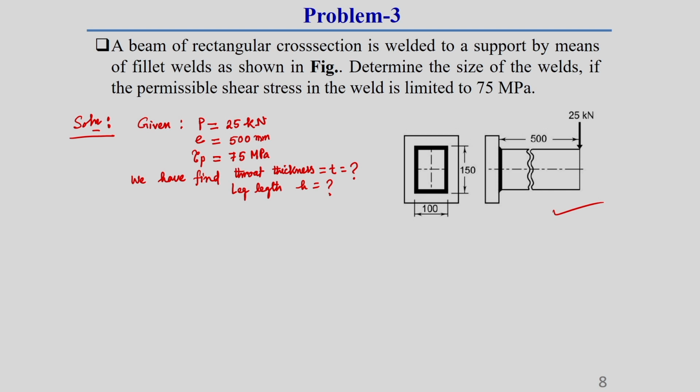So, here also we will follow the same steps. The first step is to find the primary shear stress. So, what should be the primary shear stress? tau 1 equal to P by the total cross sectional area of all welds. So, how much is the total cross sectional area of all welds here? Here you can see 2 horizontal welds of 100 millimeter length. So, let us consider the throat thickness of this weld is t.